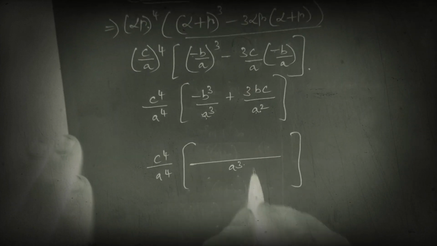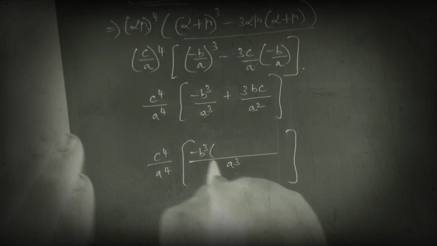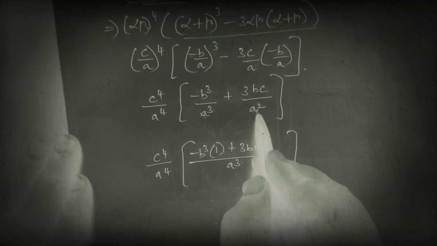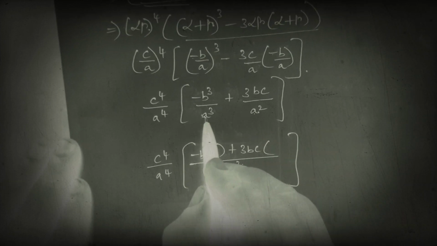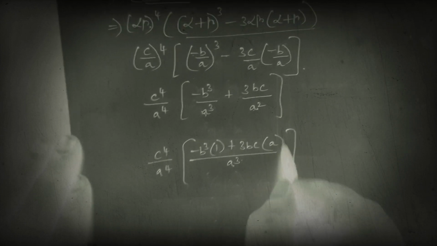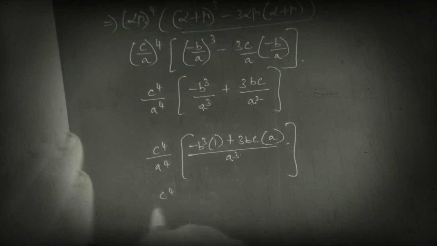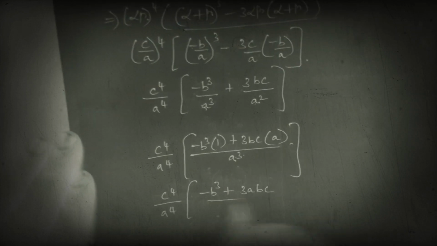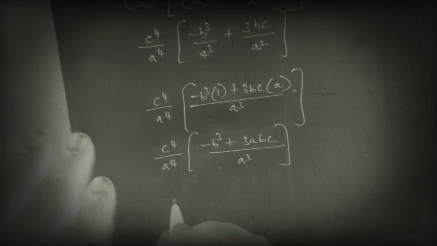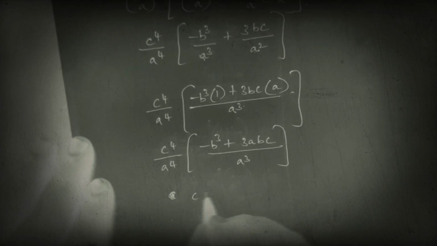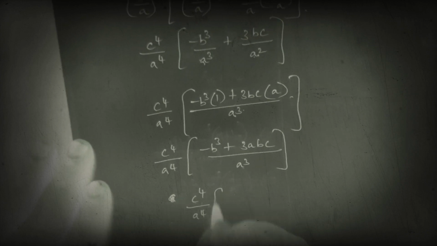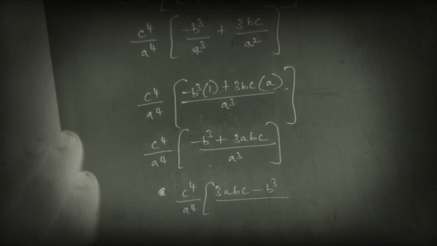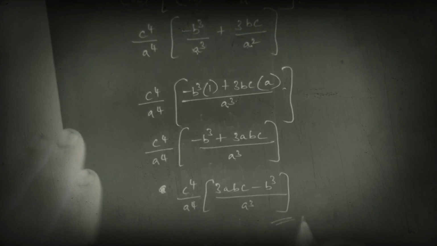So you need not multiply the numerator. So minus b cube into 1 plus 3bc into, here it's only a square, so you need another a. So into a. So we get minus b cube plus 3abc by a cube. To express it in a little more proper order, it is 3abc minus b cube by a cube.